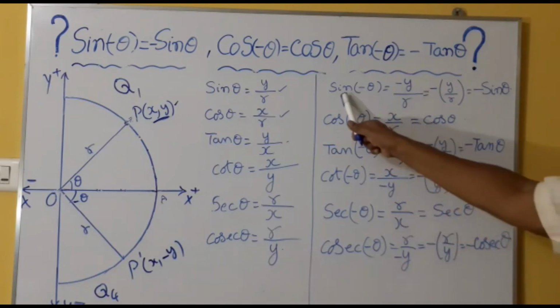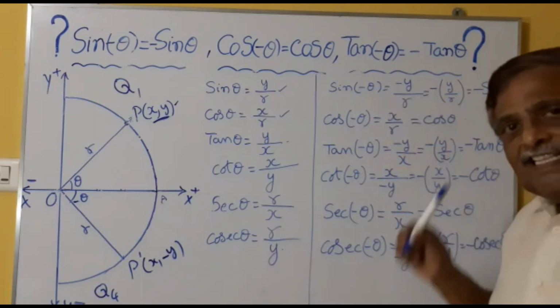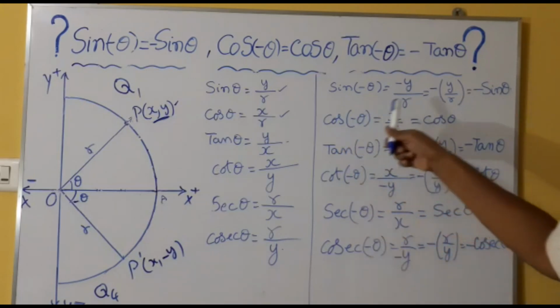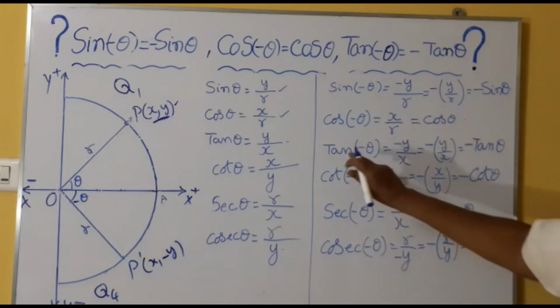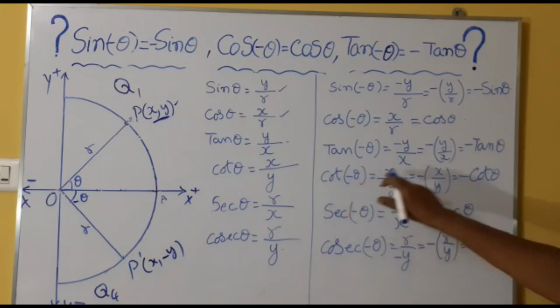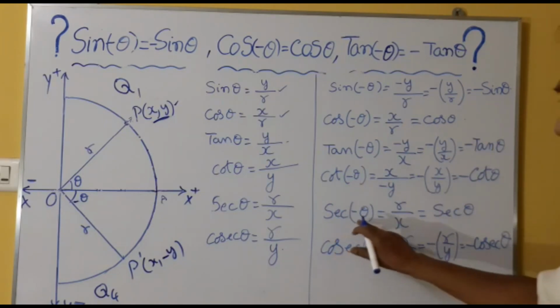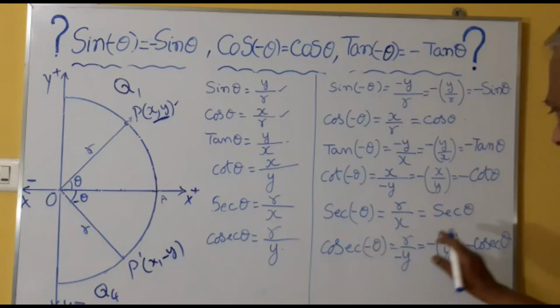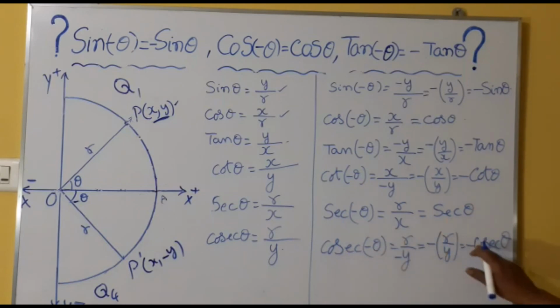Thus, sin minus theta equal to minus sin theta. Cos minus theta equal to cos theta. Tan minus theta equal to minus tan theta. Cot minus theta equal to minus cot theta. Sec minus theta equal to sec theta. Cosec minus theta equal to minus cosec theta.